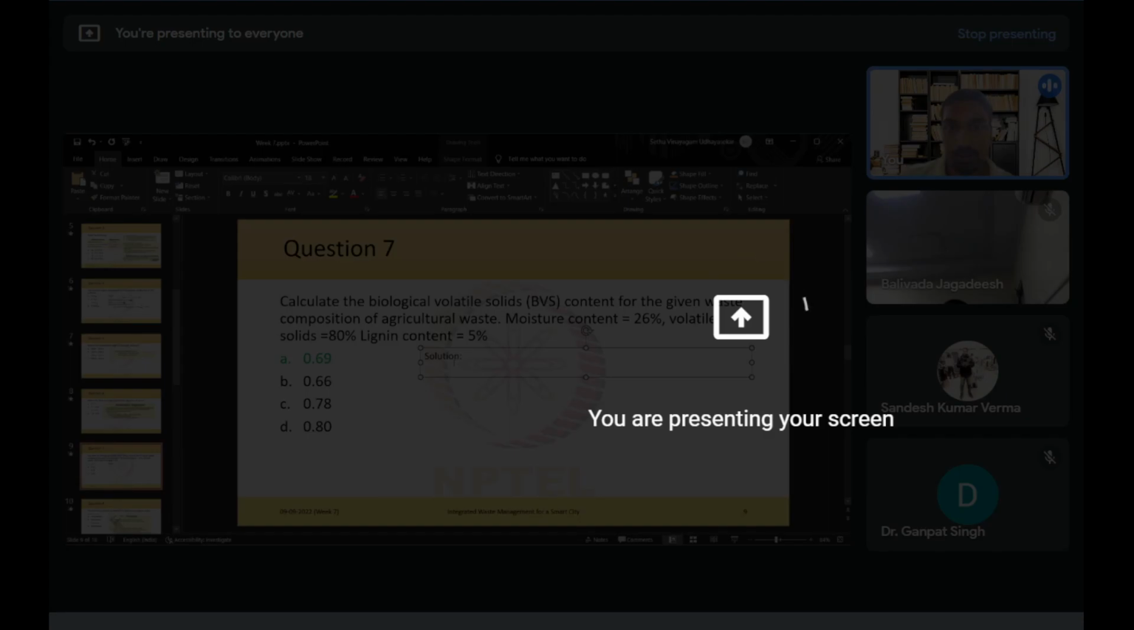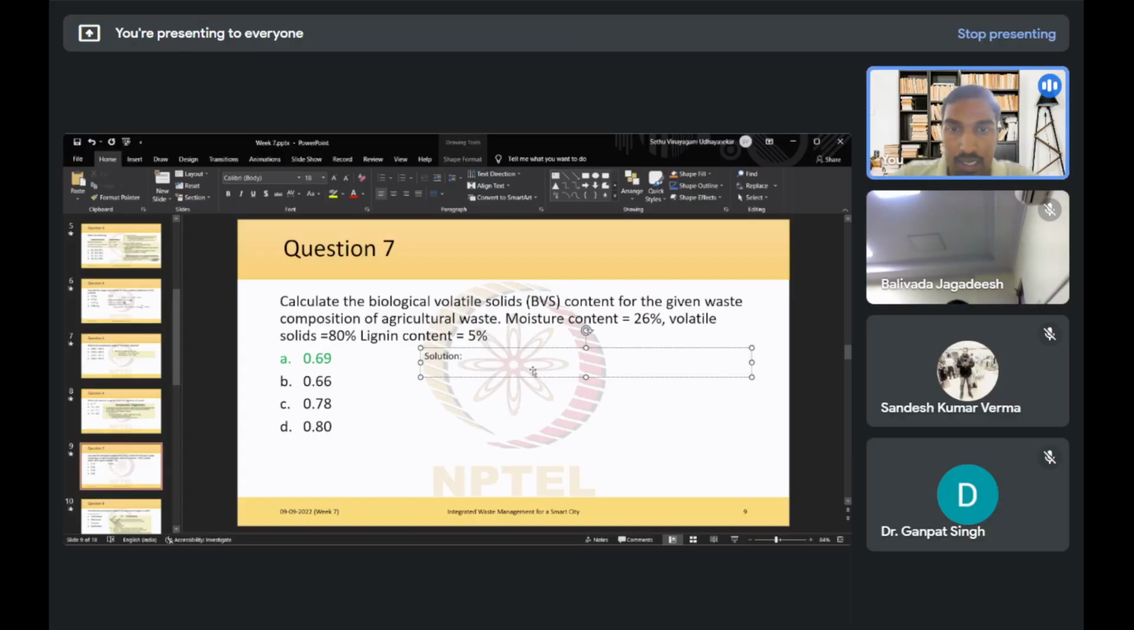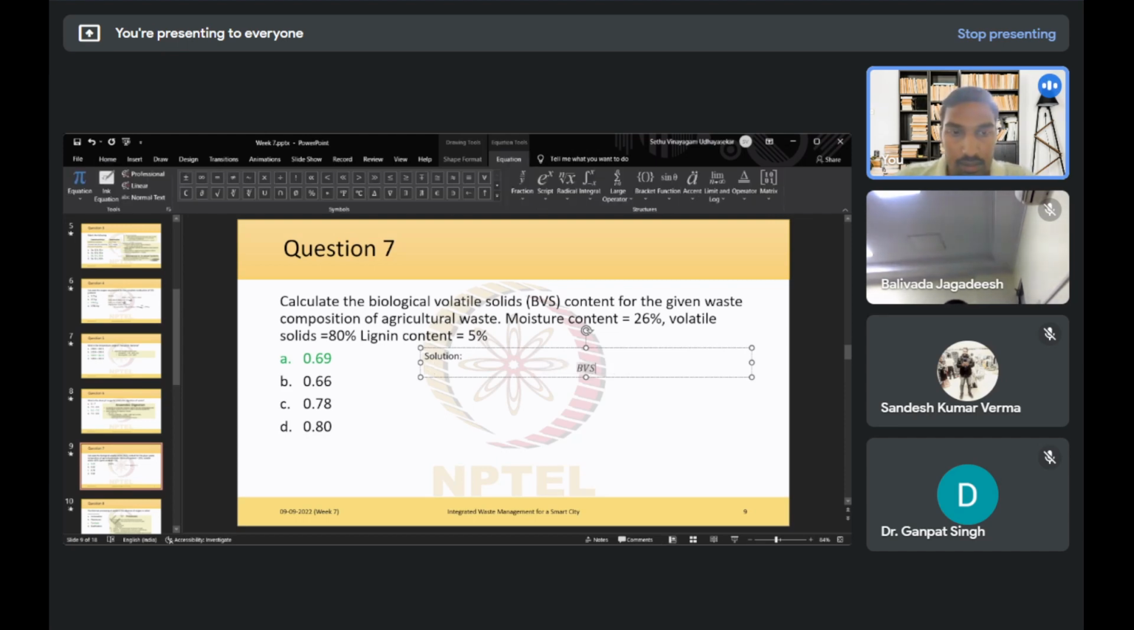So how do we calculate the BVS? We have an empirical equation that relates the biological volatile solids to the lignin content. That empirical equation is: BVS content is equal to 0.83 minus 0.028 times the lignin content. In this equation, the lignin content is expressed in percentage, so if it is 5%, we should replace LC with 5. This is an empirical equation derived from past studies.